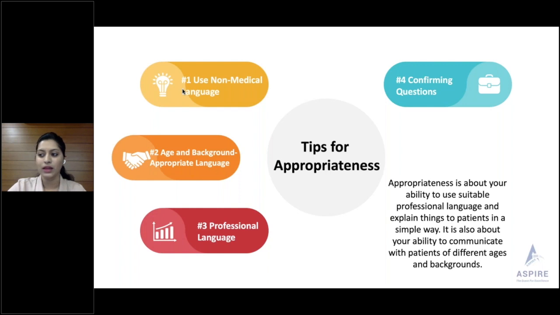If the person can understand the medical language, it's fine, but in case you do use it, please make sure that they have understood the term. If not, please put it in layman terms. Or to be on the safer side, you can put the whole thing in layman terms so that you're clearly understood. Age and background appropriate language. Make sure the language you use is suitable for the patient's or the caregiver's age. Professional language. Make sure the language you use is suitably professional and appropriate for the situation.